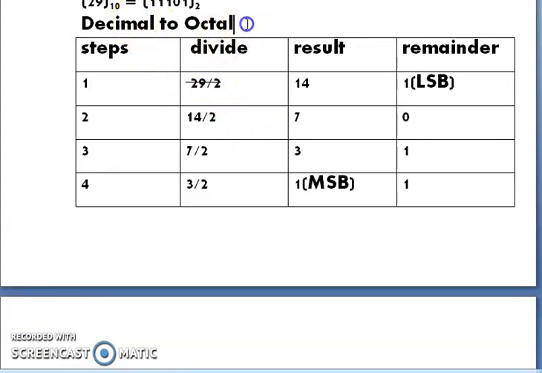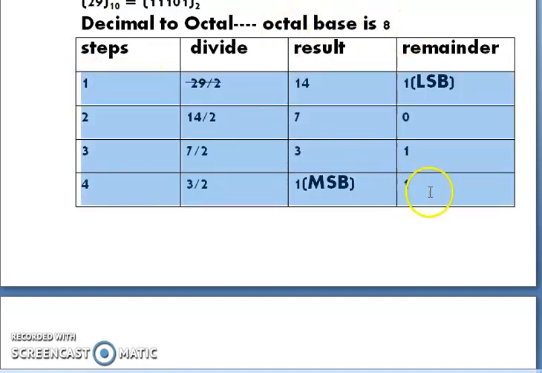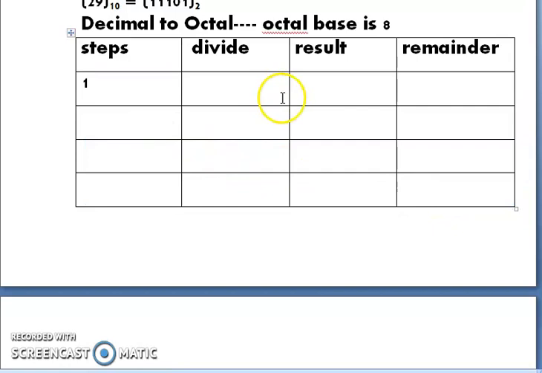What is the octal base value? The octal base is 8, so the number will be divided by 8 only. Step 1: what is that number? 29, divided by the base value 8. 29 by 8 gives a result of 3, and the remainder is 5. You can stop the process because the result is less than 8, and 3 divided by 8 is not possible, so it is 0. So you can stop the procedure.